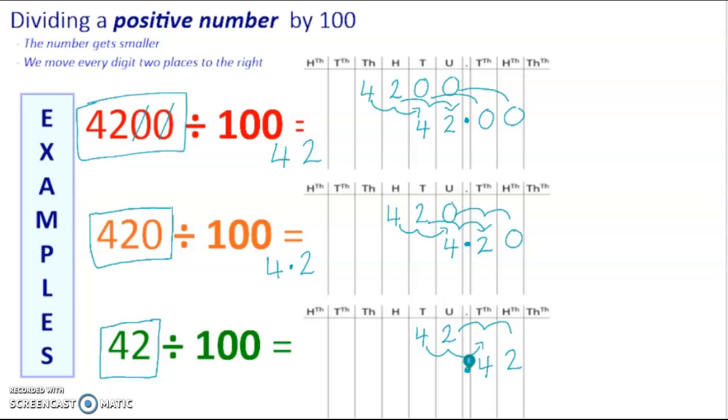And can you remember what I need to put in front of that decimal point as a placeholder in the units column? Because I can't just have .42, can I? Perfect, it's a 0.42. So that's my answer. 42 divided by 100 is 0.42. Lovely and simple. So remember the rules for dividing by 100. The number gets smaller. And when we divide by 100, we move every digit 2 places to the right.